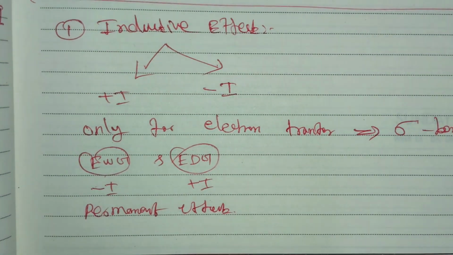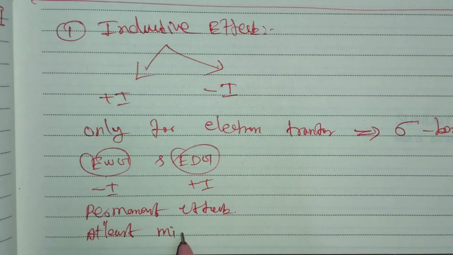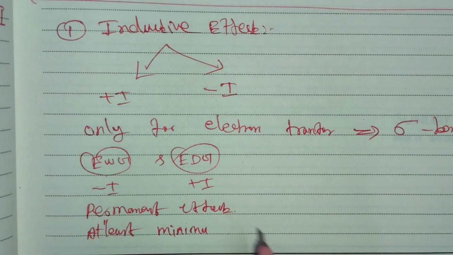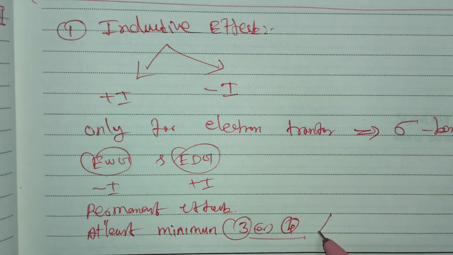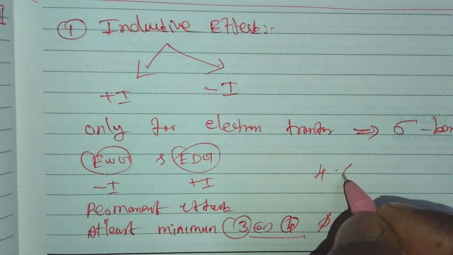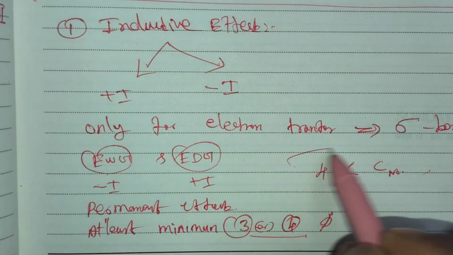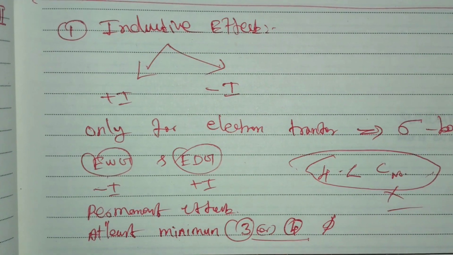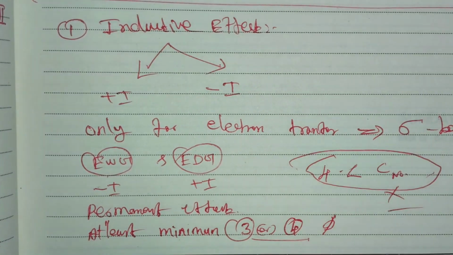Okay, the next point: it occurs at a minimum of 3 or 4 carbons. It occurs up to 3 or 4 carbons. Beyond 4 carbons, that effect fails. That effect cannot occur. So it's a very weak effect, especially since the electron is transferred only through the sigma bond.